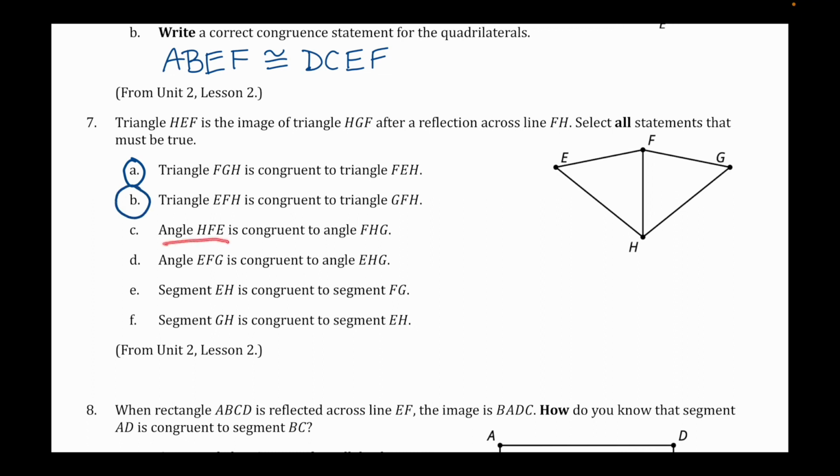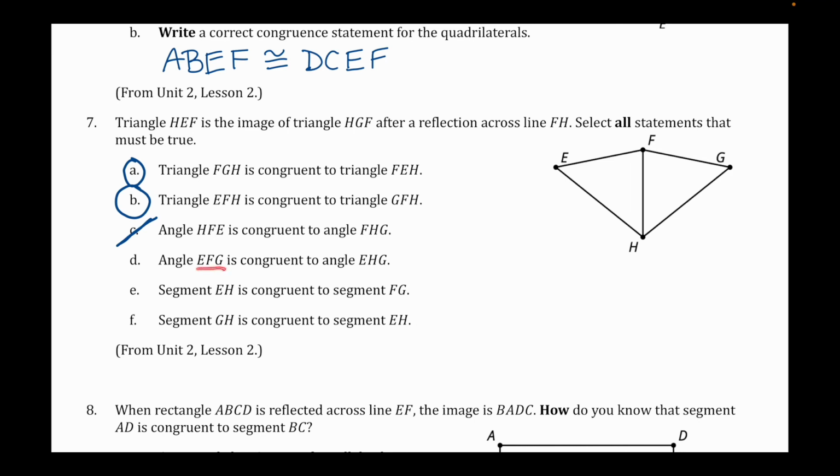Now we have angle HFE. So HFE, that is this angle right here in the top center corner at F. And angle FHG, that's this angle down here in the corner at point H. So not congruent because when we reflect, we should have this angle congruent to the one just right across from it instead of congruent to one on the other side. That wouldn't happen. Maybe if it was a rotation, it would be in that location. So now let's keep checking.